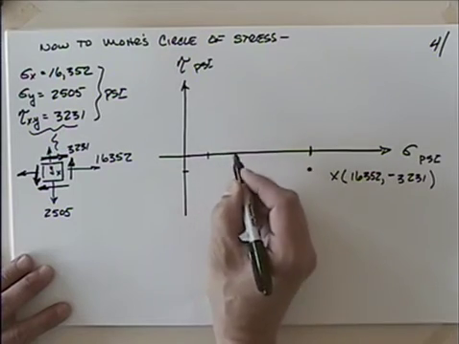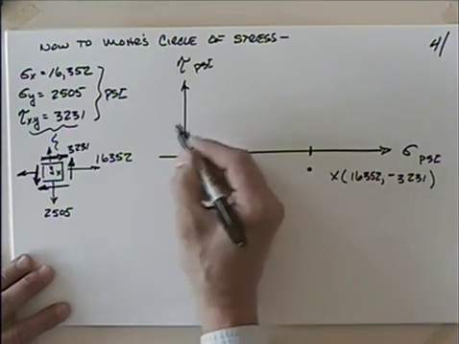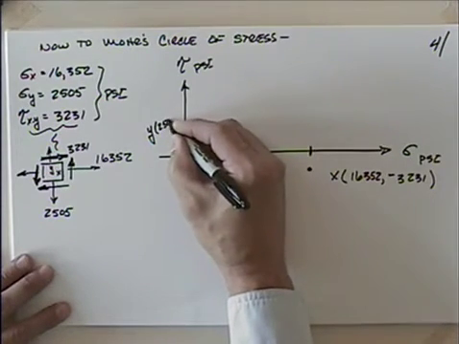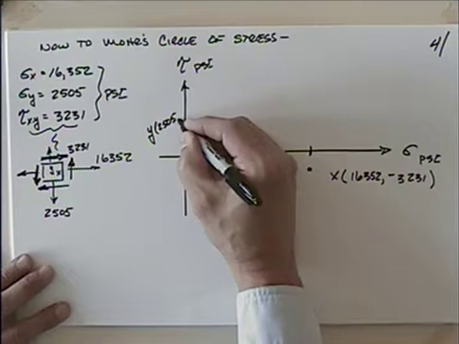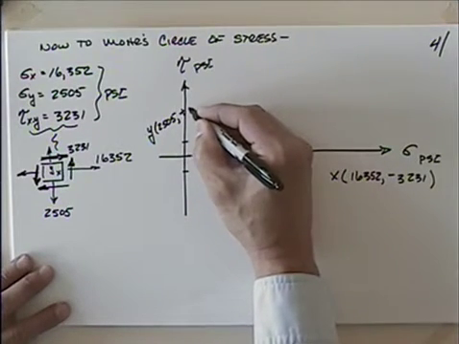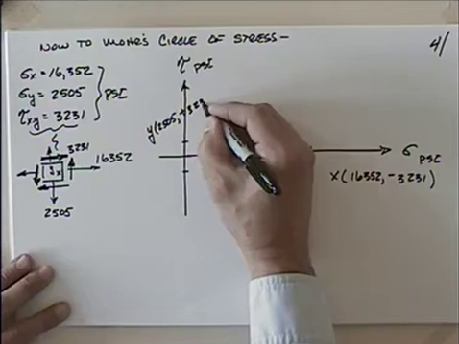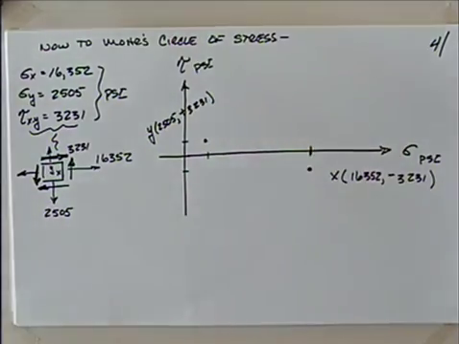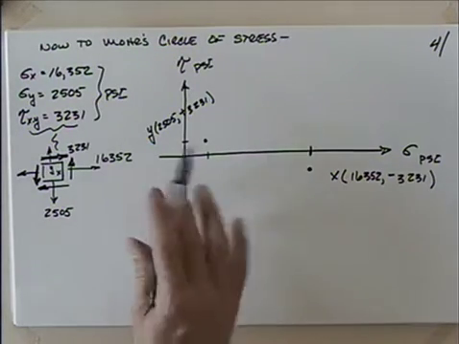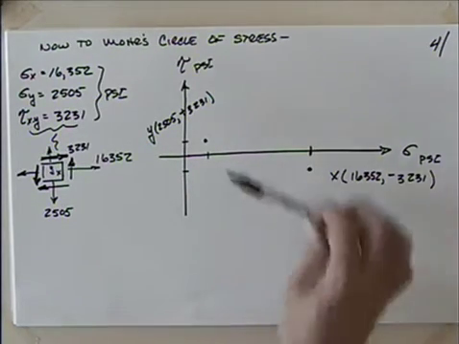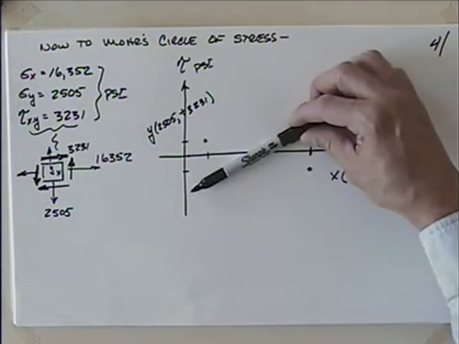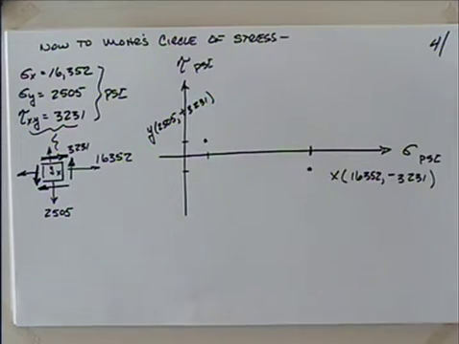So here's a point that will represent y. That's going to be 2505 and positive 3231. So there's the y point. The biggest problem, if we were to give a quiz on Mohr's circle of stress or Mohr's circle of strain, is people get the diameter wrong. If this is the right answer, a lot of people would end up with the diameter the other way. So really concentrate on that as you're going through the homework problems.